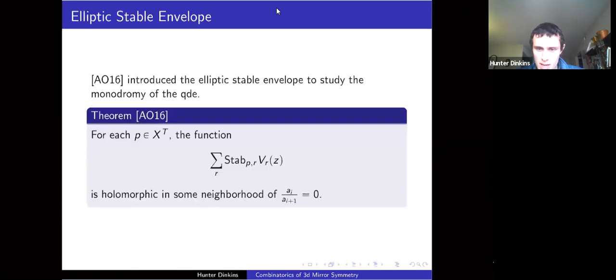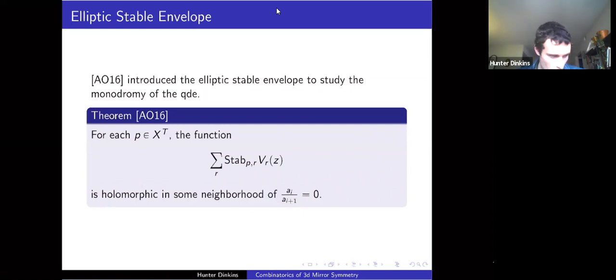If you want to get a better handle on how the poles of the vertex functions work, the right object to use is the elliptic stable envelope. I'm also not going to introduce a definition of this. The main reference for it is a paper of Okounkov and Aganagic, and they introduce it in order to study the monodromy of the q-difference equations satisfied by the vertex functions.